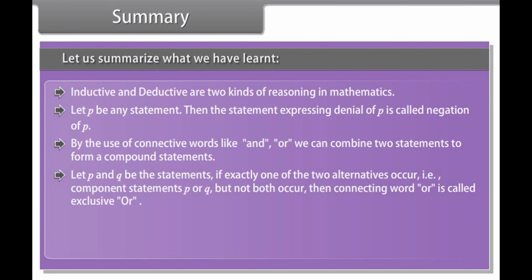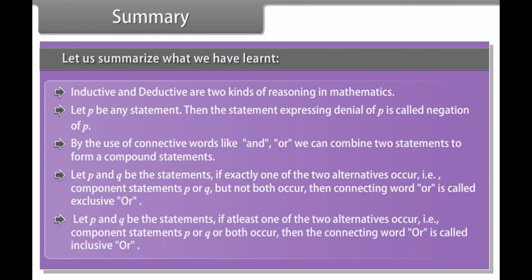Let P and Q be statements. If exactly one of the two alternatives occurs, that is, component statements P or Q but not both occur, then the connecting word or is called exclusive or. If at least one of the two alternatives occurs, that is, component statements P or Q or both occur, then the connecting word or is called inclusive or.